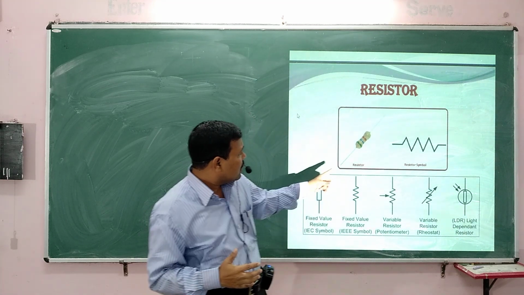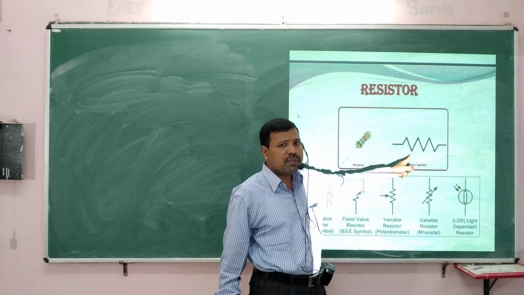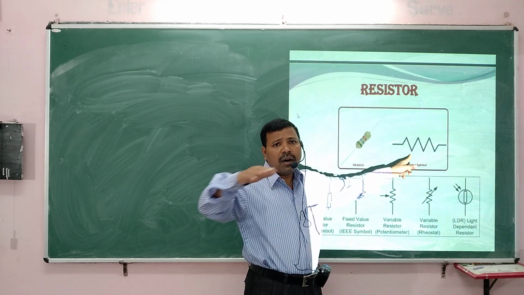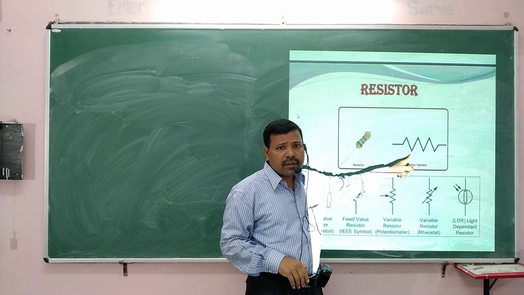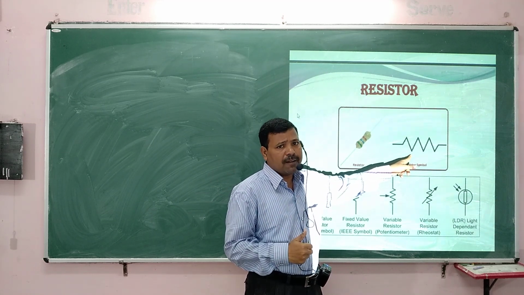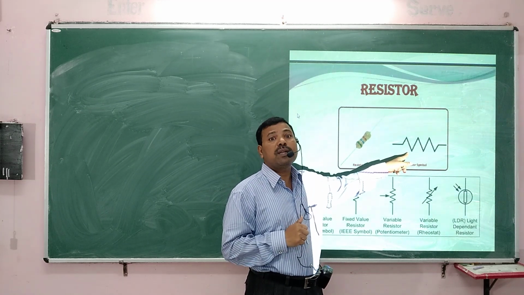Fine. Then look at the symbol of resistance. This is the symbol of resistance. It is like a road breaker. Just as a road breaker controls the speed of a vehicle, this resistor controls the speed of current.